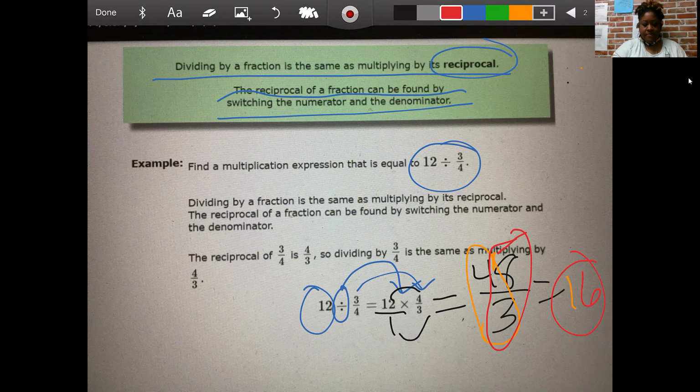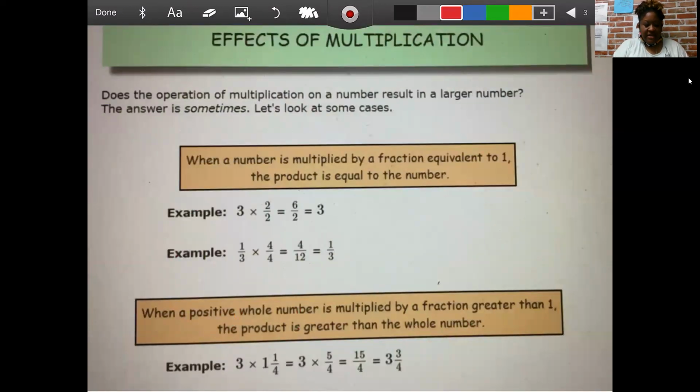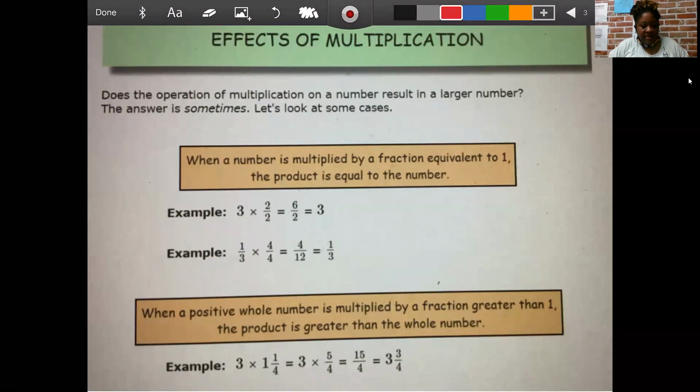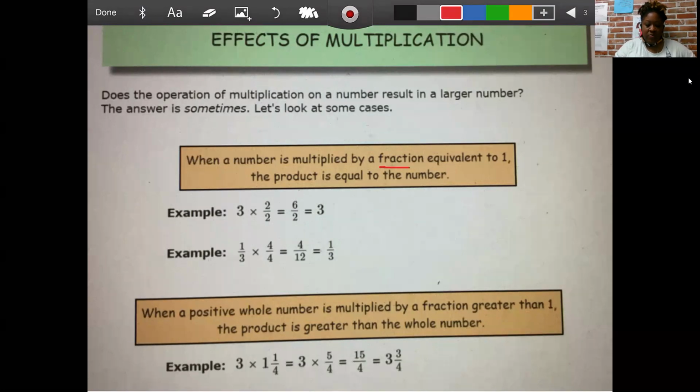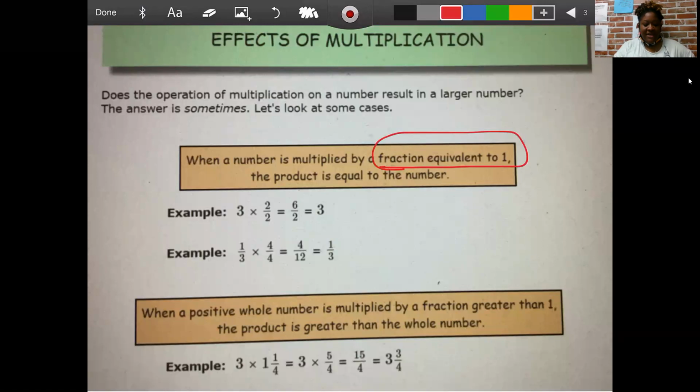Okay? All right, next. Does the operation of multiplication on a number result in a larger number? The answer is sometimes. Let's look at some cases. When a number is multiplied by a fraction equal to 1, the product is equal to the number. So we have the number 3. 3 times 2 divided by 2. Any number over itself is equal to 1.